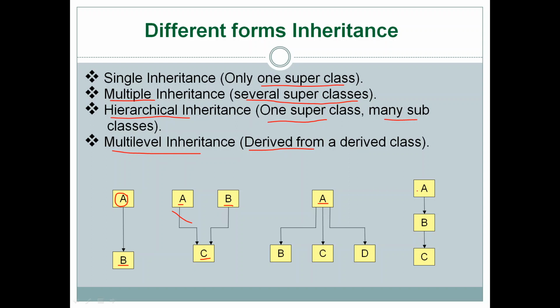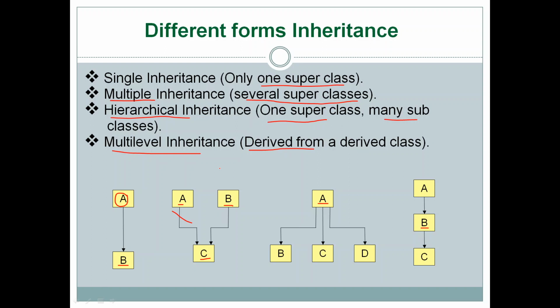In case of multi-level inheritance, suppose we have classes A, B and C, and class C is inheriting from class B, and class B in turn is inheriting from class A. Then it is called multi-level inheritance. C is inheriting from B and B is inheriting from A. So it is multi-level inheritance.